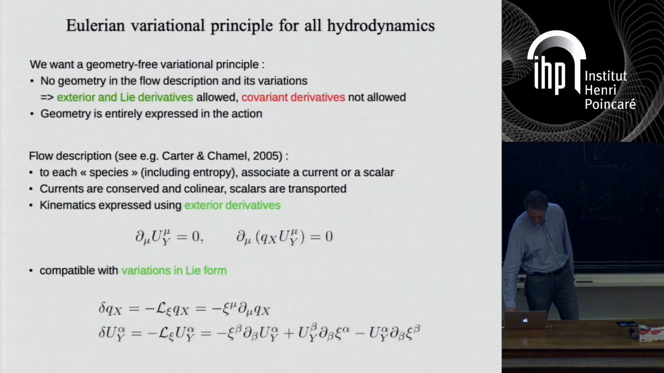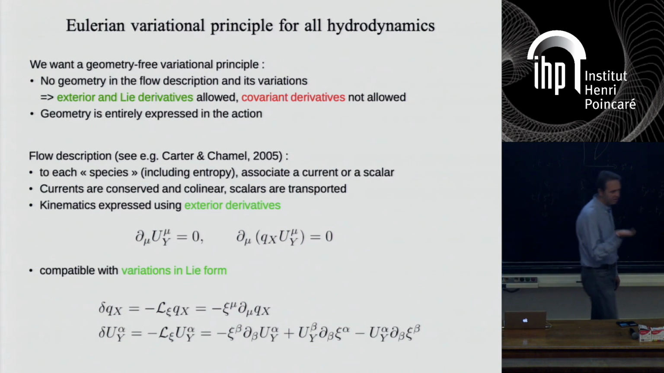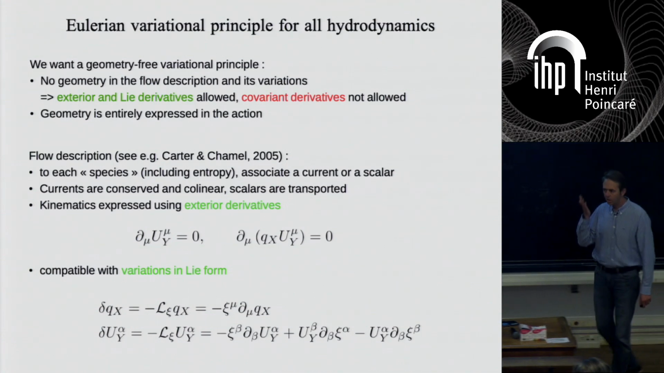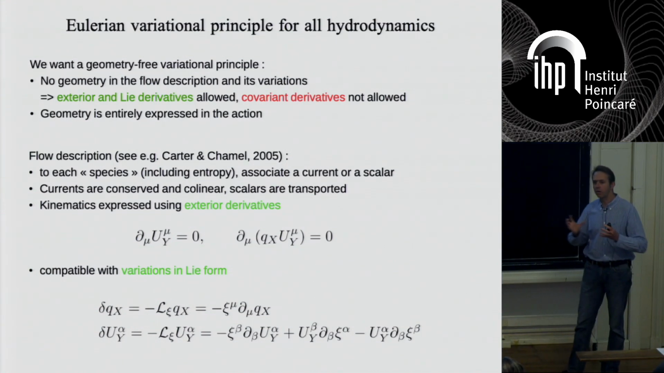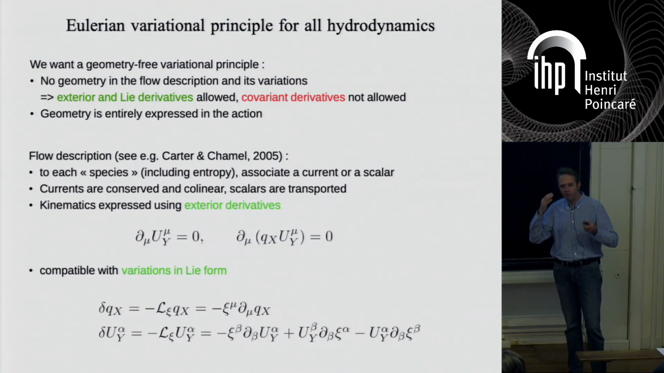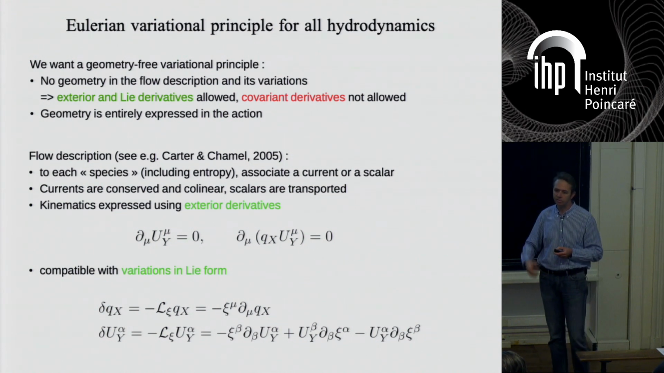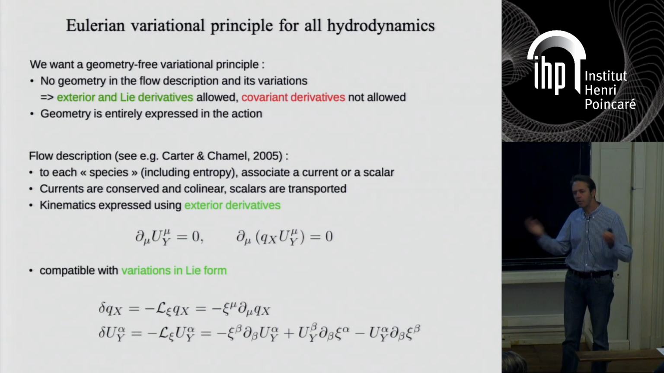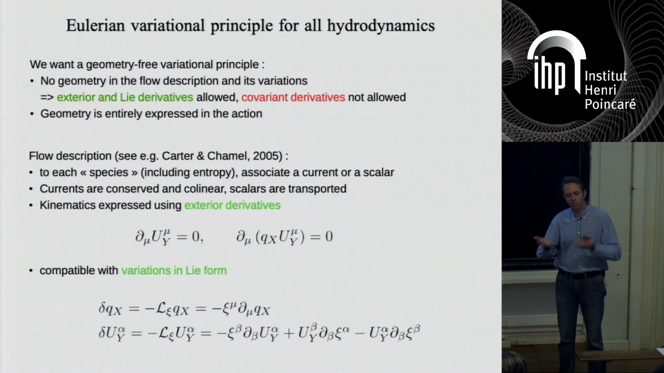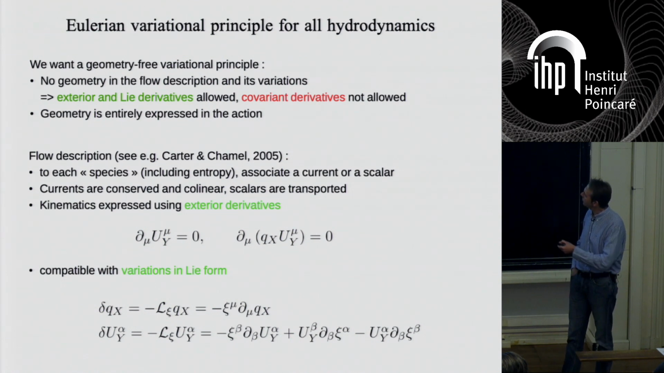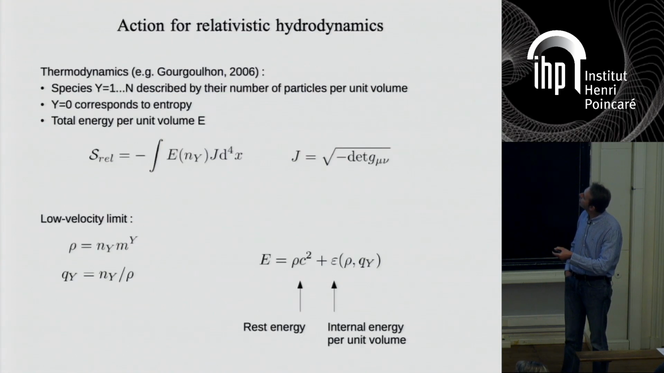Okay, so with this way you can work out a variational principle where all the metric, all the background fields are in the Lagrangian, but not in the variational principle itself. So you can apply it indifferently to the relativistic or the classical case.